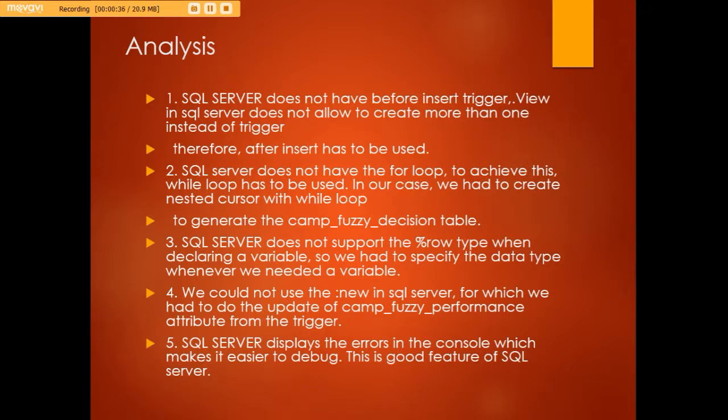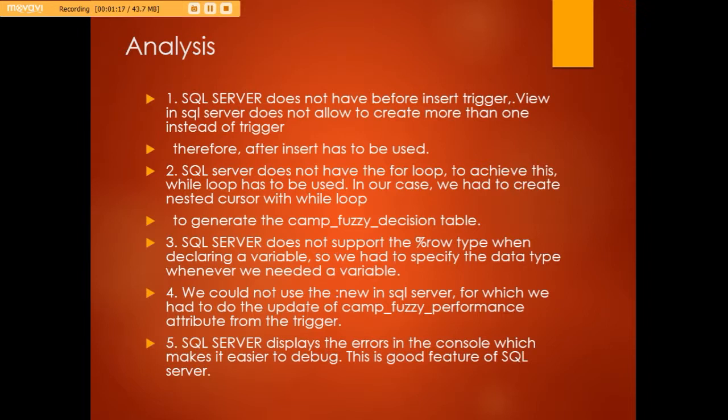In our case, we had to create a nested cursor with the while loop to generate the camp fuzzy decision table. Next, SQL Server doesn't support the %ROWTYPE-like data type when declaring a variable, so we had to specify the data types whenever we need a variable. Next, we could not use :NEW in the SQL Server trigger, for which we had to do an update of the camp fuzzy performance attribute from the trigger.